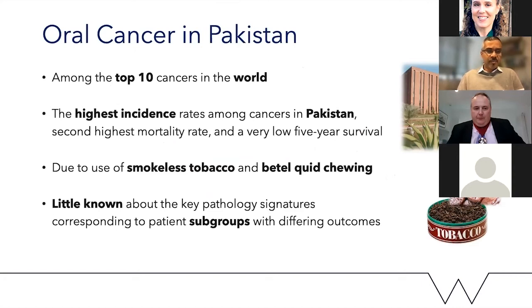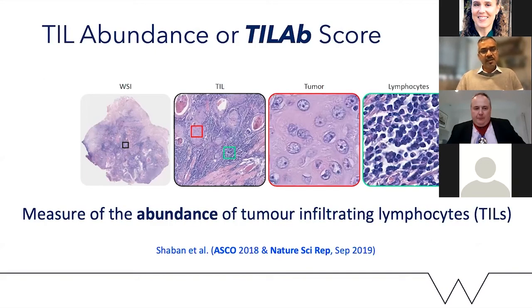And little is known about the key pathology signatures that can help us stratify patients into low risk and high risk groups. And in this case, we started off with quantifying TILs, which are also quite commonly used now in breast cancer. And here we looked at quantifying TILs with a precise score. We call it the TIL abundance or the TIL AB score. And it's a score between 0 and 1 that tells us exactly how abundant the lymphocytes are infiltrating into the midst of tumor. And I'll give you an example here.